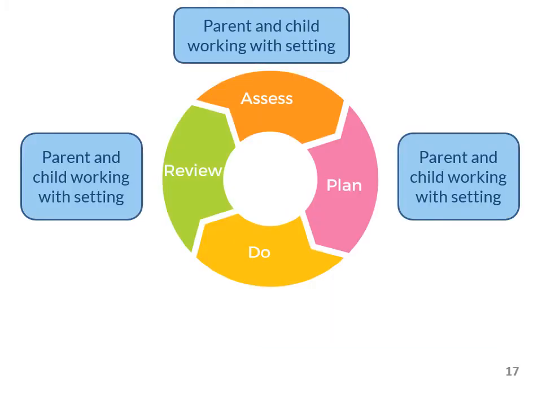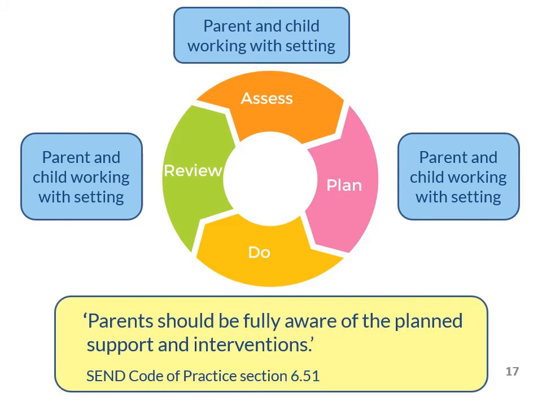So, just to be clear, for nurseries and schools, the SEN Code says that parents and pupils should be involved in 3 stages of the graduated cycle: in assessing your child's needs, in exploring and agreeing the plan of support, and at the review. As the SEN Code states, parents should be fully aware of the planned support and interventions.